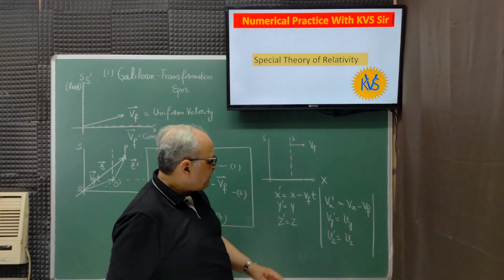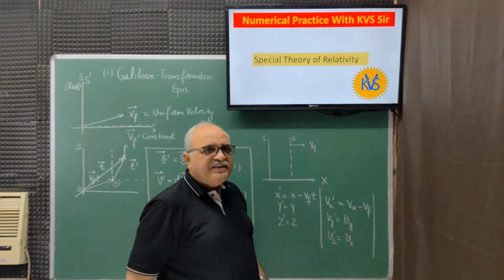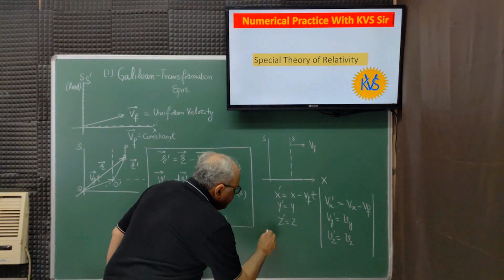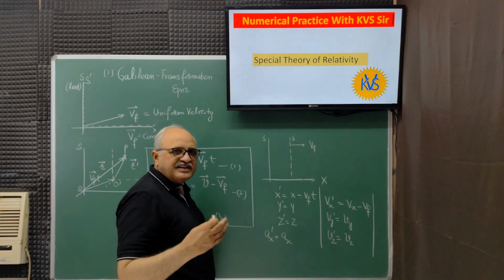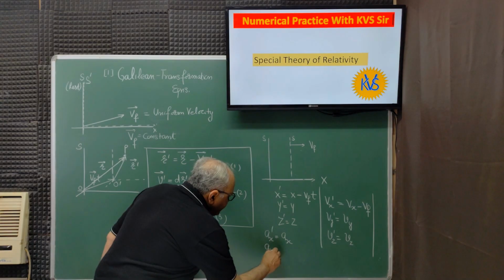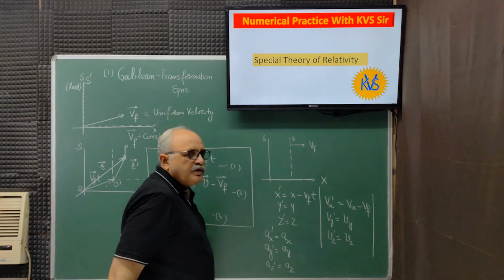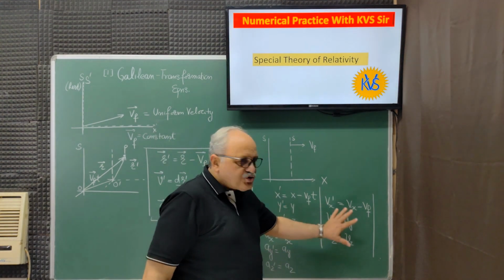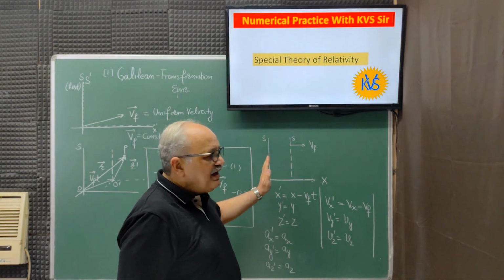Since our frame velocity remains constant, if I further differentiate to get the acceleration, we find that the acceleration along the x-axis is the same as the acceleration along the x-axis in the S frame. Similarly, the y component as well as the z component. So these are the transformation equations for a simplified situation where the moving frame is along the x-axis.